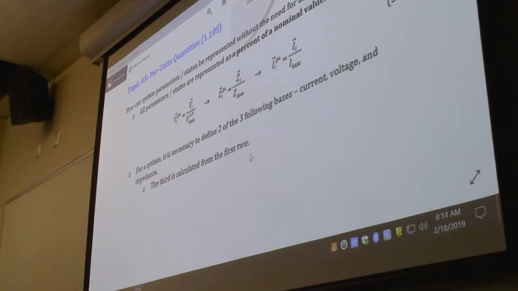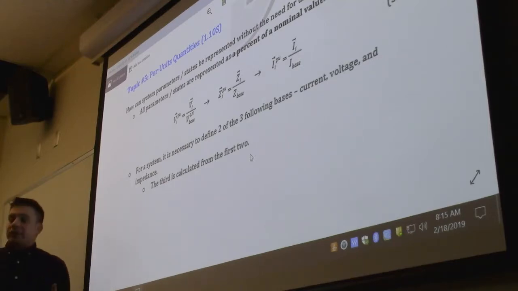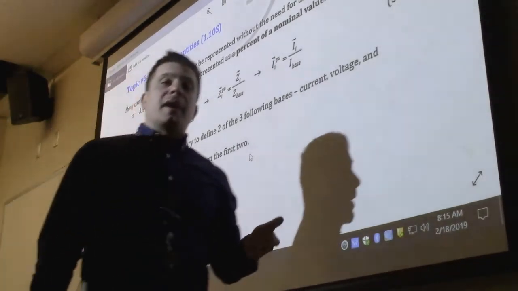So, how can system parameters be represented without the need for units in per unit? All parameters and states will be represented as the percentage of a nominal value. And in the beginning, what we'll do is we will put this little PU superscript associated with the voltages and the currents. As we get later on into the class, we'll start to drop that. And actually, we'll get to the point where all of our values will be in per unit, so we won't have to specify each time. This is in per unit, that is in per unit.